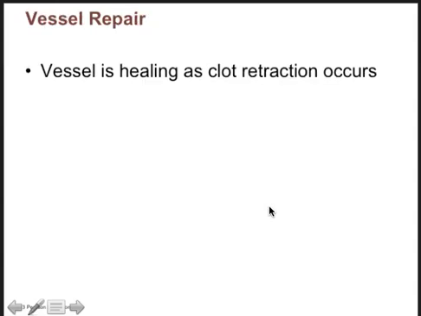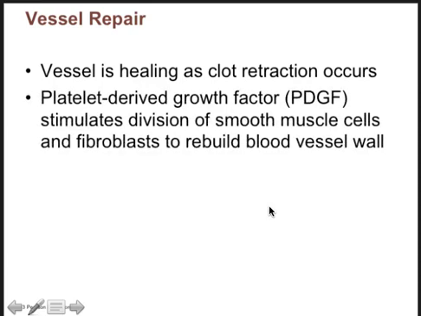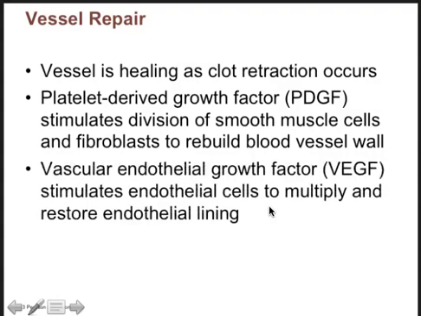So let's talk about vessel repair. Once we've brought the two ends in close apposition, the vessel can now effect healing. Platelet-derived growth factor is a chemical signal that stimulates the division of smooth muscle cells and fibroblasts, and this helps rebuild the blood vessel wall. And vascular endothelial growth factor stimulates the endothelial cells to multiply and restore the endothelial lining. So basically what's happening here is that chemical signals are being given off that promote the multiplication and the growth of the cells that are eventually going to seal off the wound and perform the same function as the original tissue.